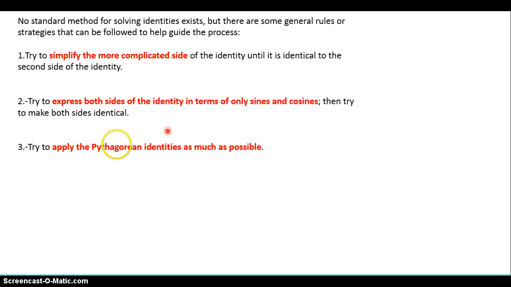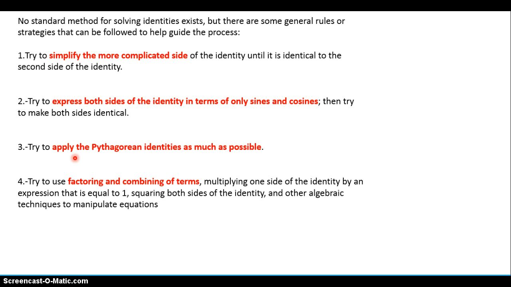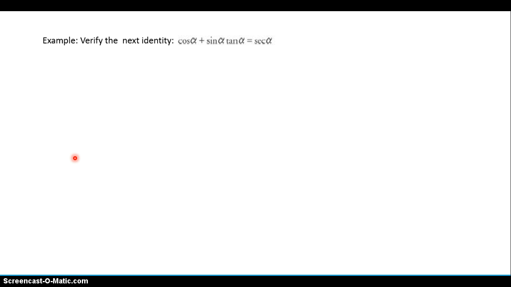Number 3, it's important to try to apply the Pythagorean identities as much as possible. Number 4, it's important to try to use factoring and combining of terms, multiplying one side of the identity by an expression that is equal to 1, squaring both sides of the identity, and other algebraic techniques to manipulate expressions. Now, let's see an example.